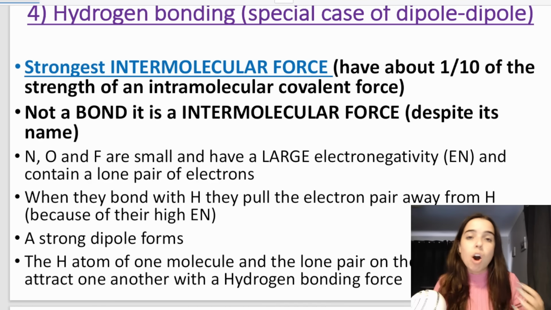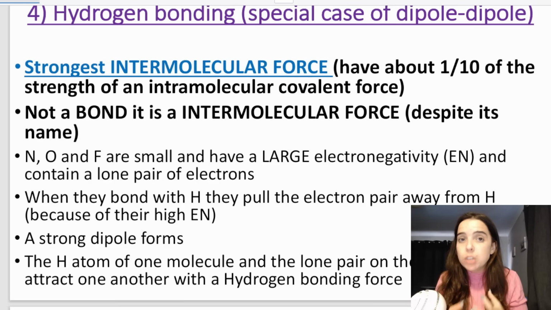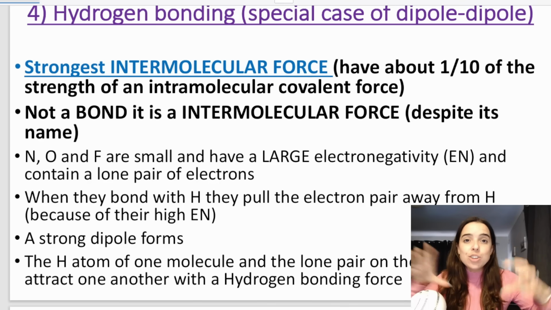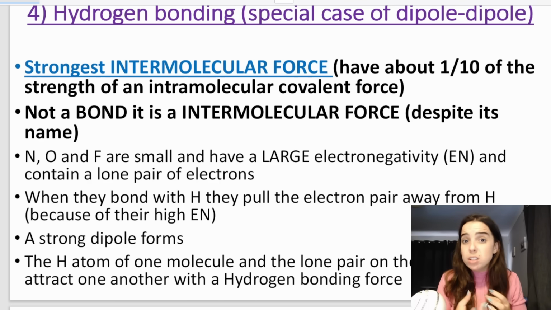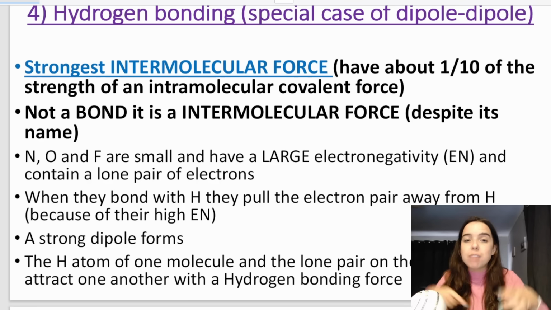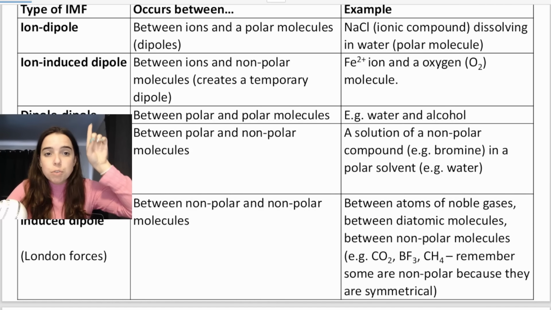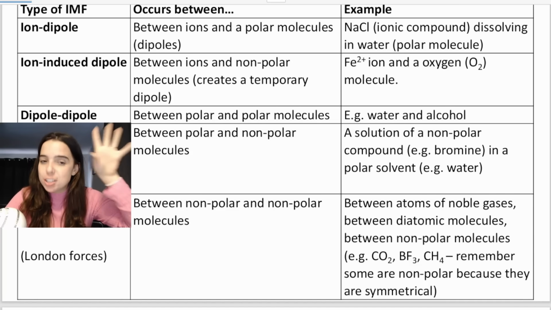Some examples of substances that have hydrogen bonding would be water molecules because of the O and the H, alcohol molecules because they also have an O and an H, something called glycerine or glycerol because they also have an O and an H. So you need to be on the lookout for anything where a H is bonded with a nitrogen, oxygen, or fluorine. So just take note, I haven't included hydrogen bonding in this table because it falls under dipole-dipole, but just be aware of it.